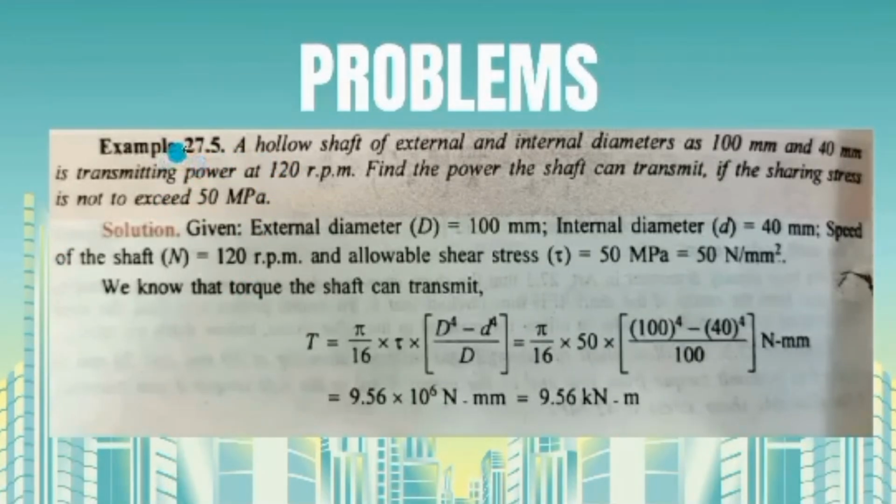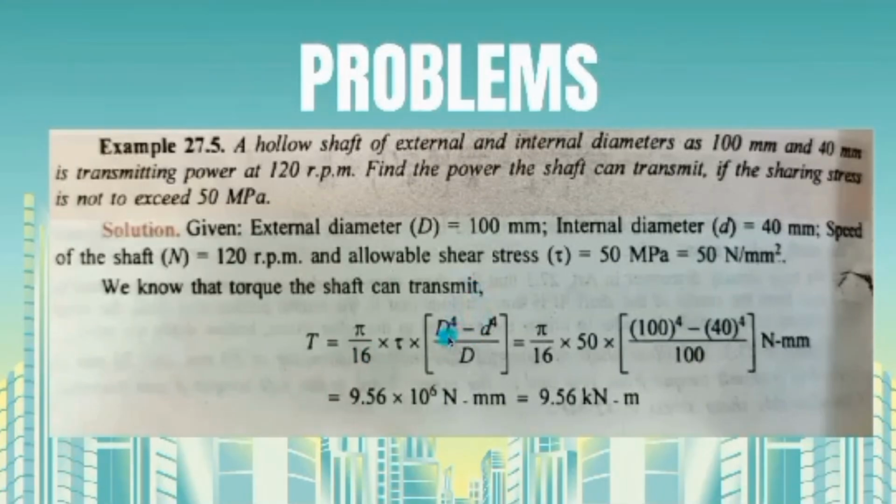In this problem, we have example 27.5. A hollow shaft of external and internal diameters as 100 mm and 40 mm is transmitting power at 120 rpm. Find the power the shaft can transmit if the shearing stress is not to exceed 50 MPa.